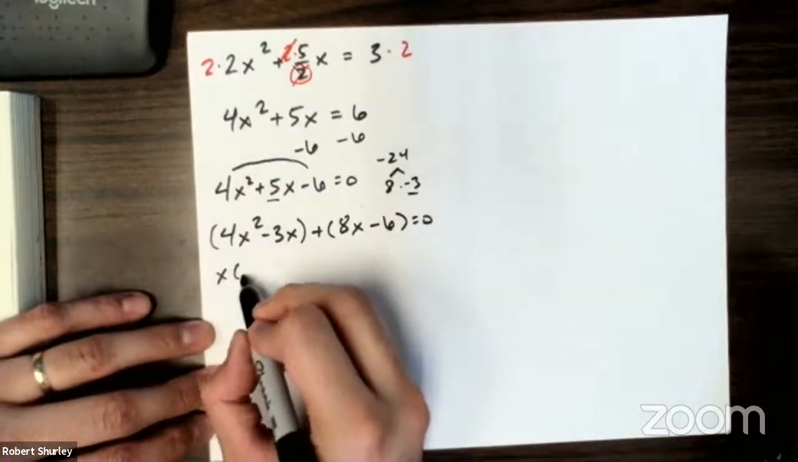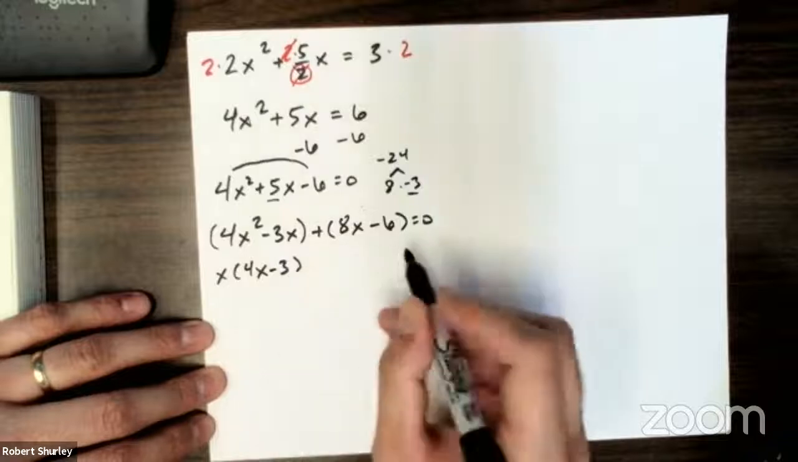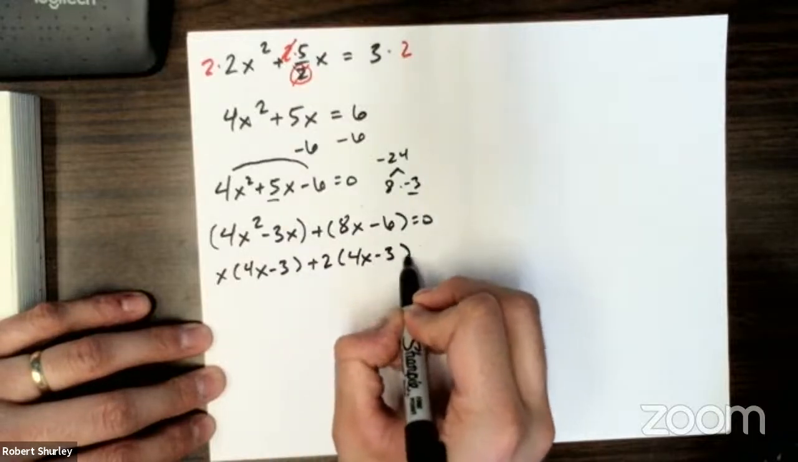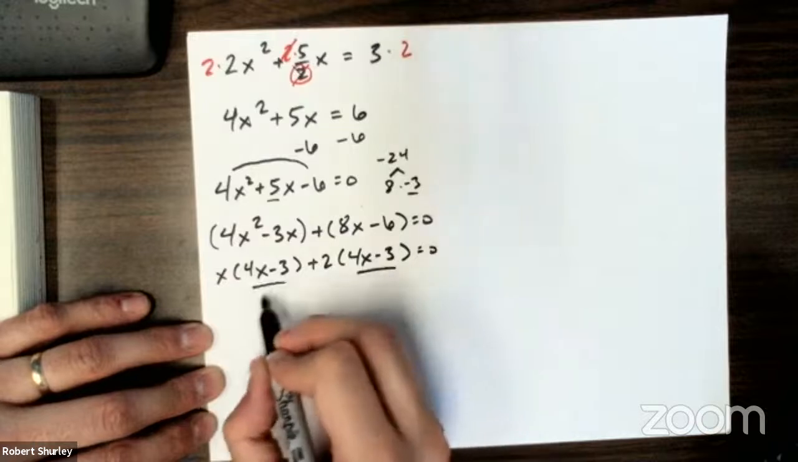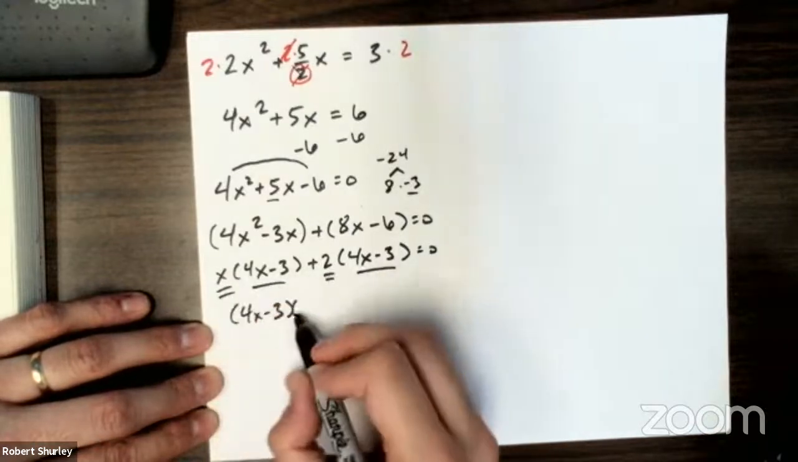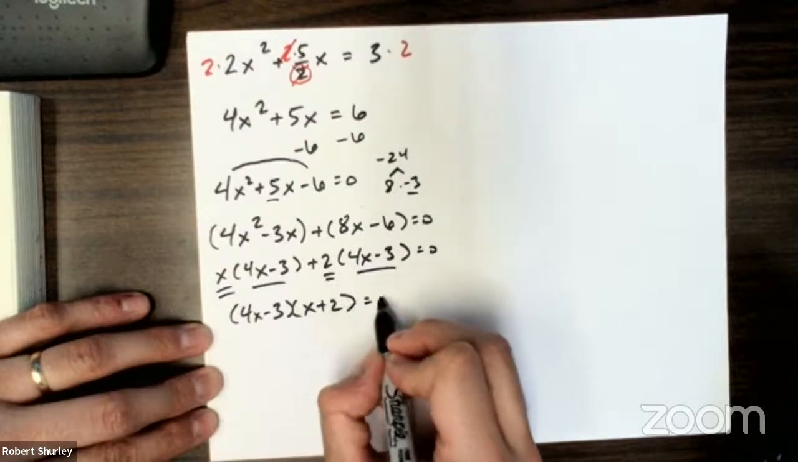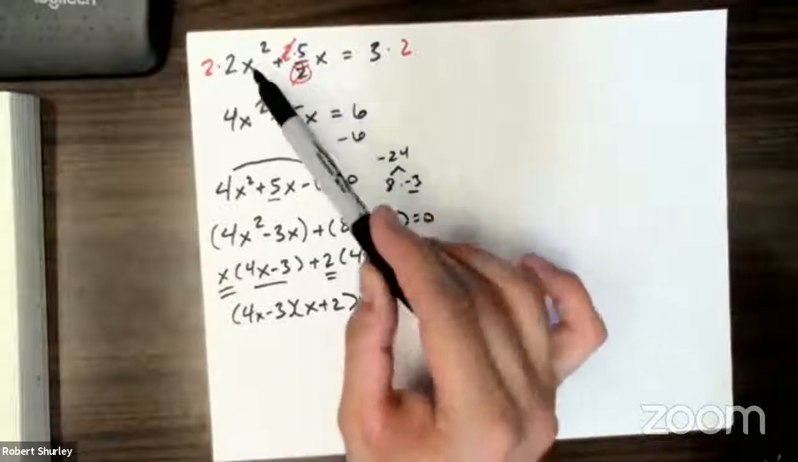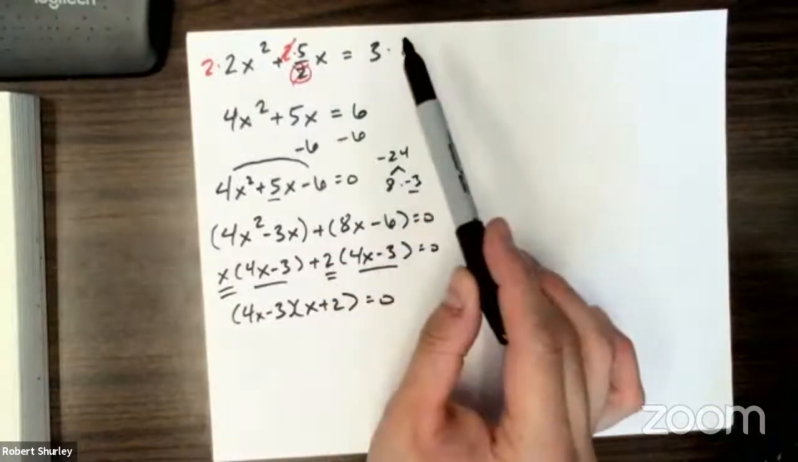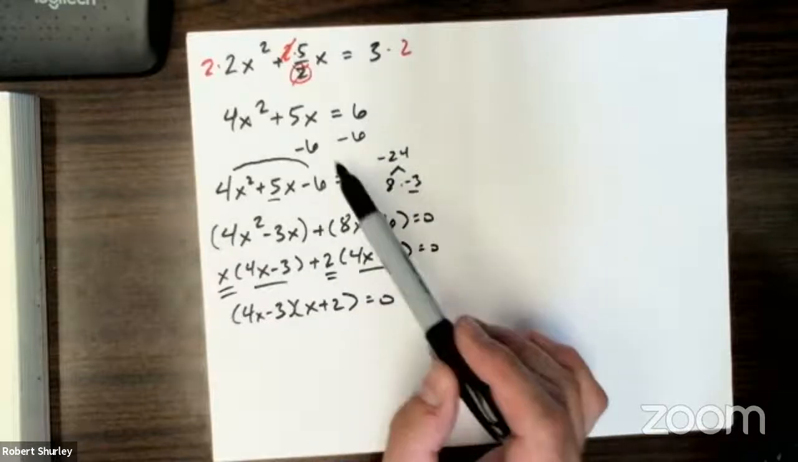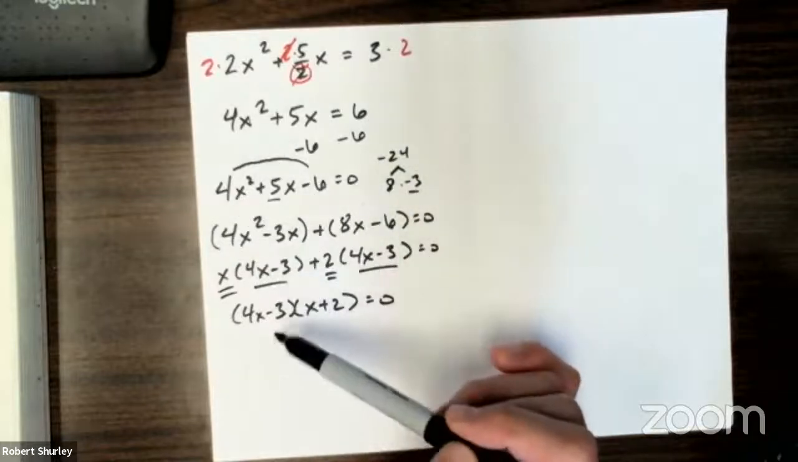Okay? Take the x out, and I get 4x minus 3. Take the 2 out, and I get 4x minus 3. Left with the same thing, so I get 4x minus 3 times x plus 2. So we had to do a little bit different first step, right, to get rid of the fraction. And then we can move the 6 over, and we do just the AC method again, okay?